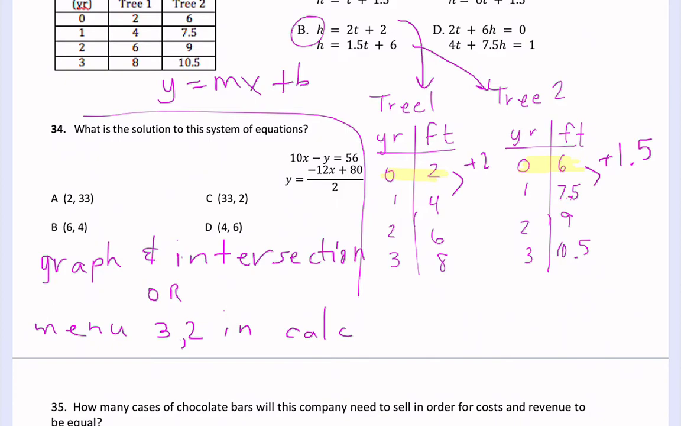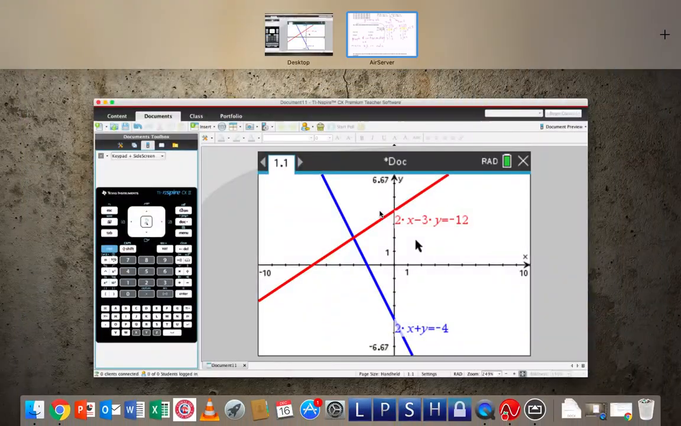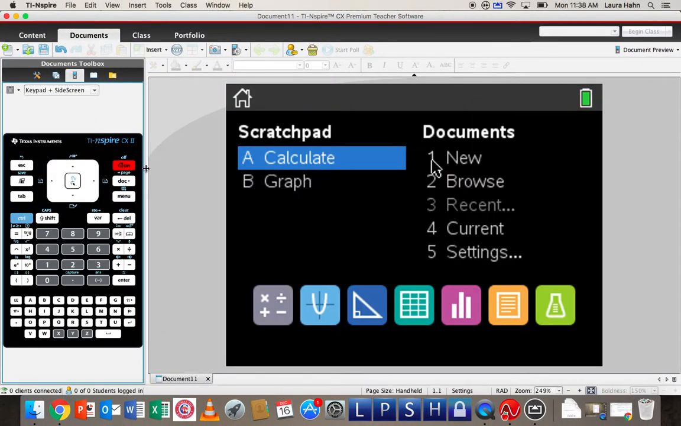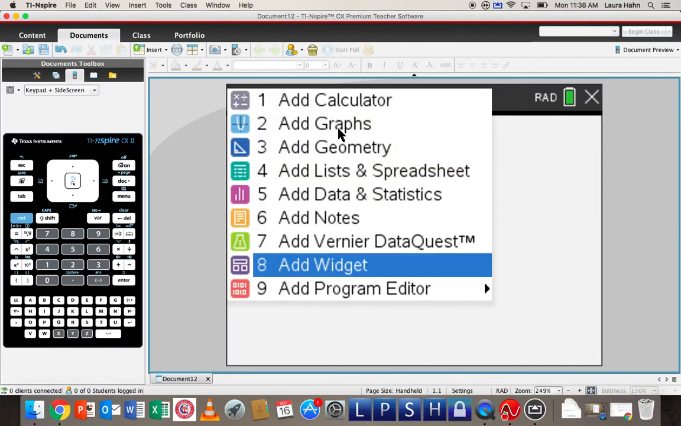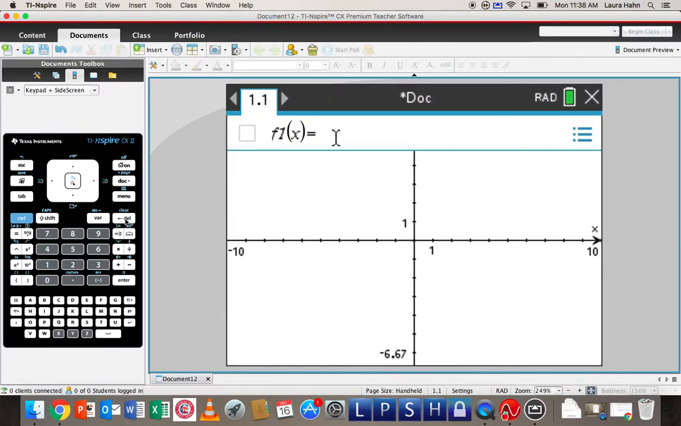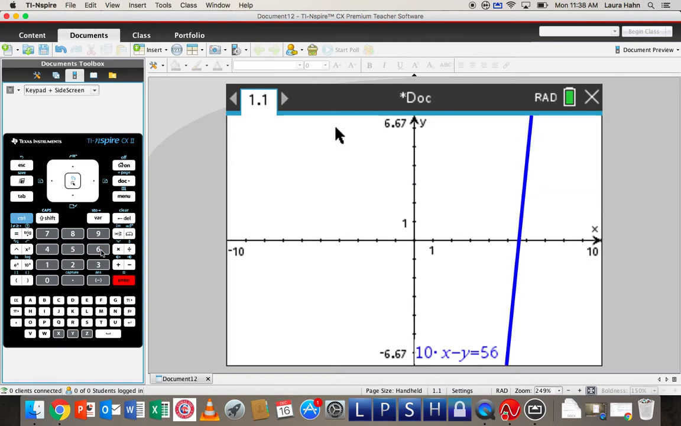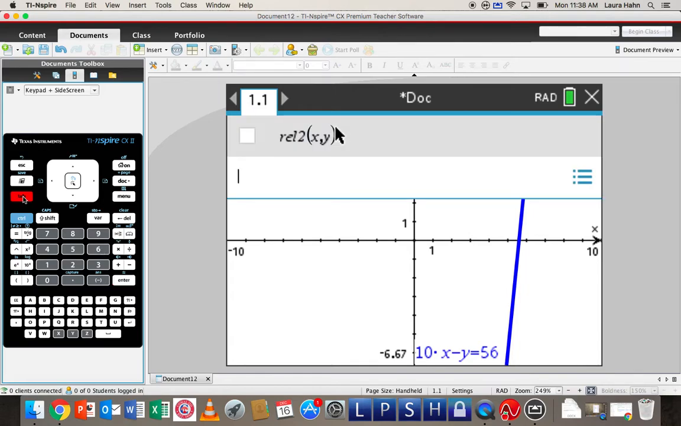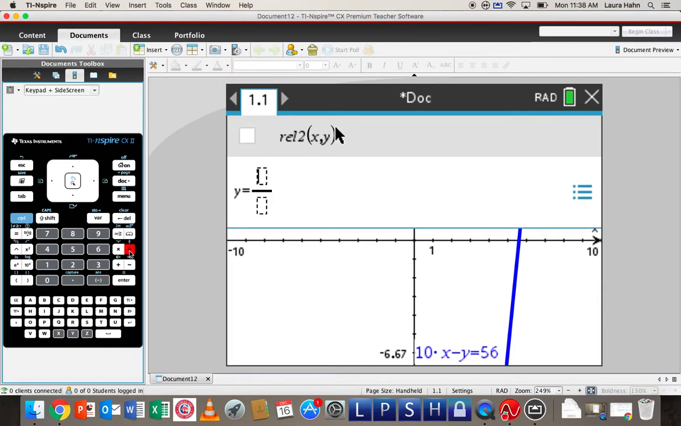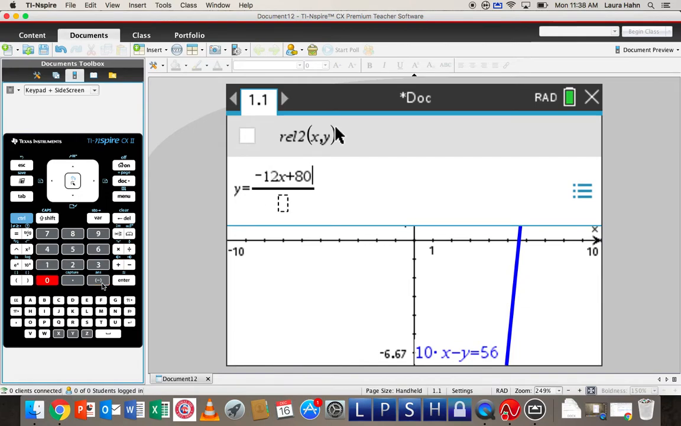Okay, so I'm actually going to do both ways with you just so you can see them both. So the first way I'm going to do it is by graphing an intersection. So let's go add a graph page. My first equation is not a y equals, so I'm going to have to delete the equal sign and choose relation. And I'm graphing 10x minus y is equal to 56. But I have to graph my second one as well, so I click tab. And my second one is y equals a big fraction, so control divide. On top, I have negative 12x plus 80. On bottom, I have 2.